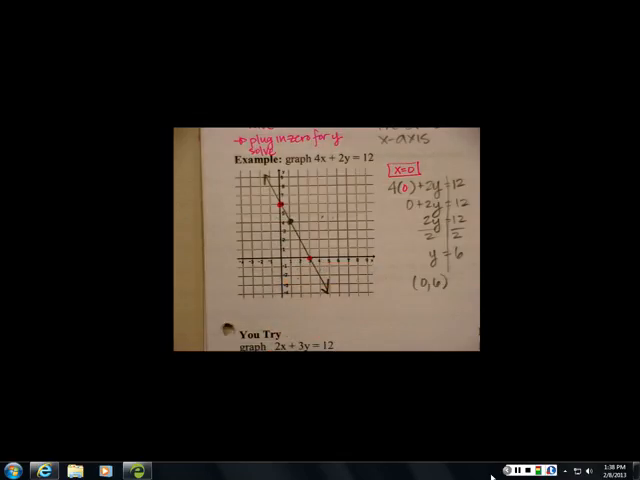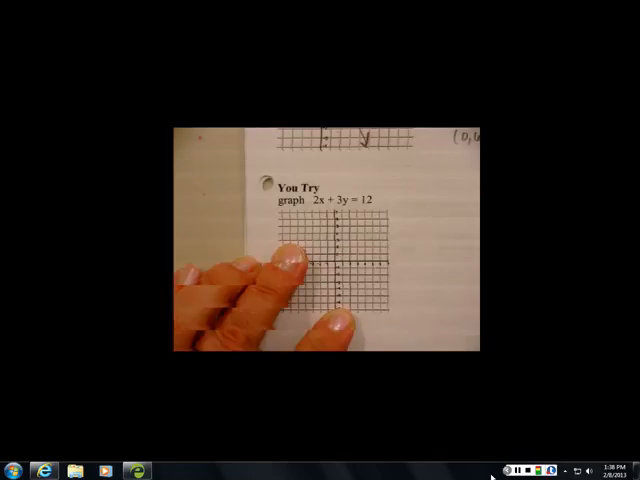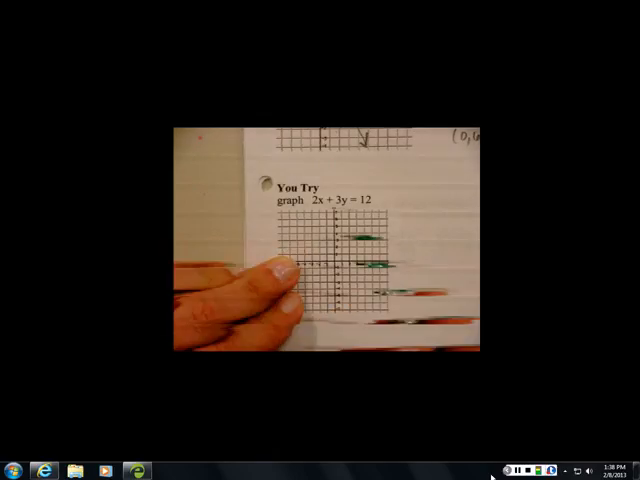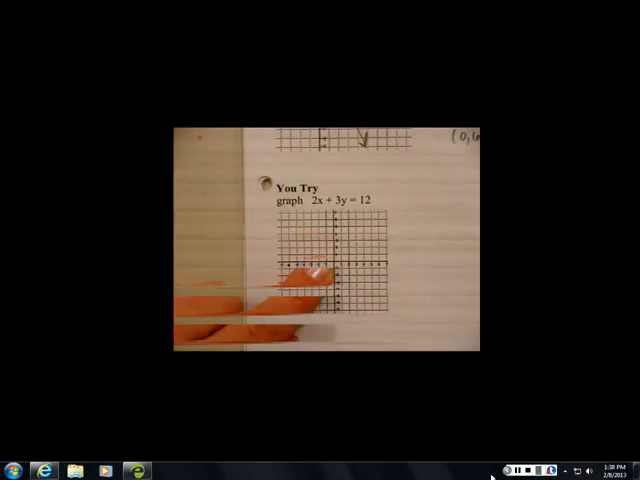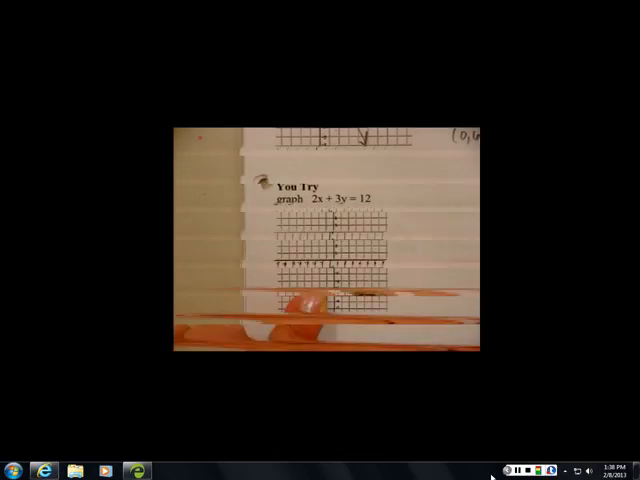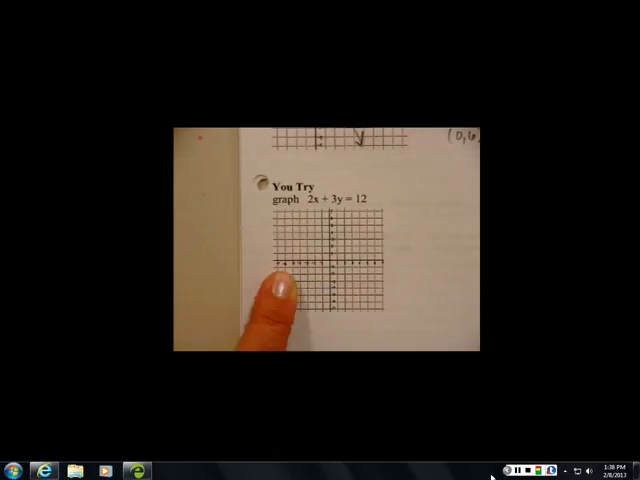Now, I'm going to have you do the u-try. Same idea. What happens when x is 0? What happens when y is 0? And pick one more point. Test it. See what you get. Go ahead and hit pause at this point. Give this one a shot. And pause. All right.